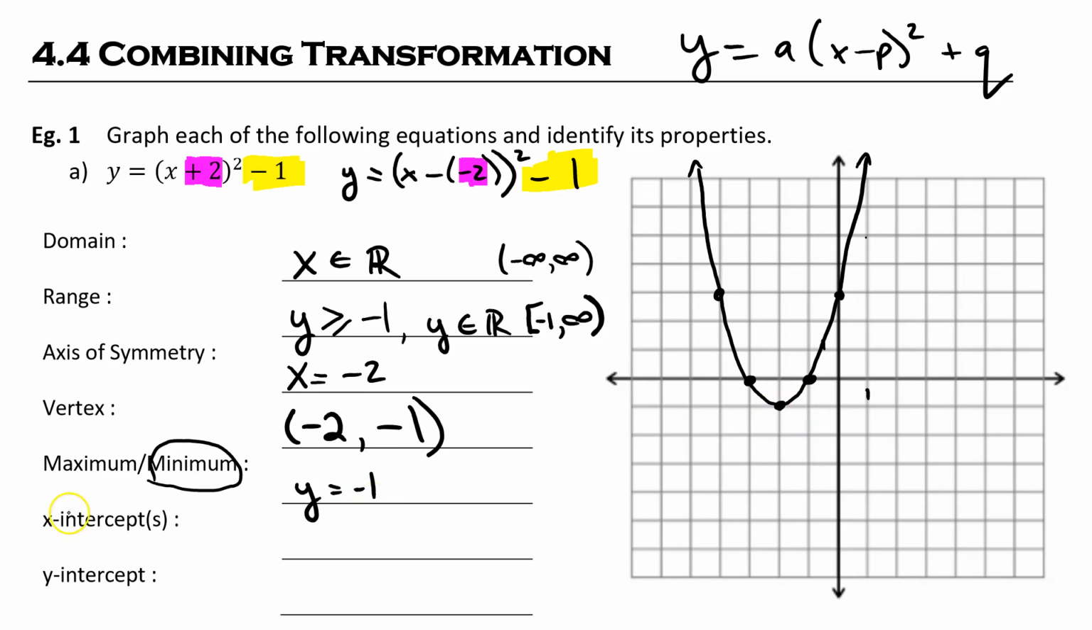We have two x-intercepts here. We have one at negative 3, and one at -1. So x equals -3, -1. Or we can say (-3, 0) and (-1, 0), whichever one you like better. And we have one y-intercept, and that is when y equals 3. Or we can write it as (0, 3).